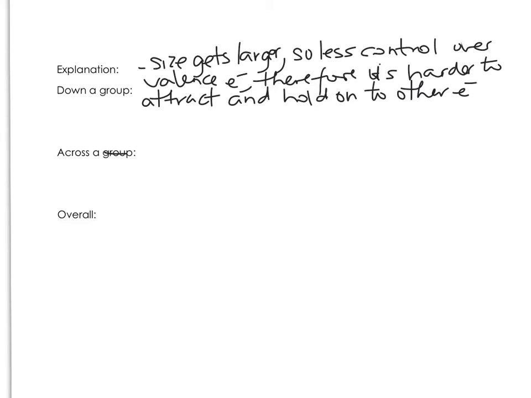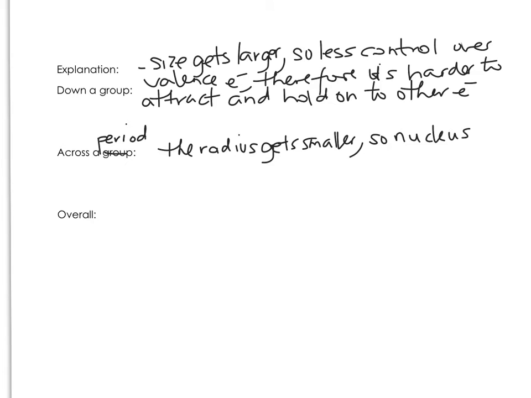Oh, there's a typo there. Going across a period. So the radius gets smaller, so the size gets smaller. So the nucleus has more control over its valence electrons.